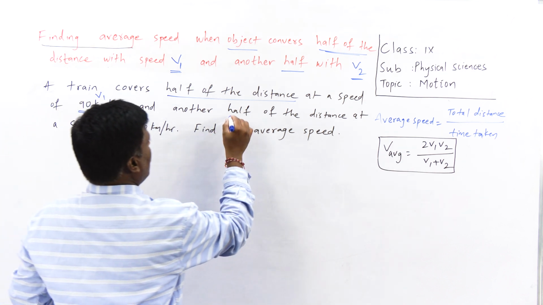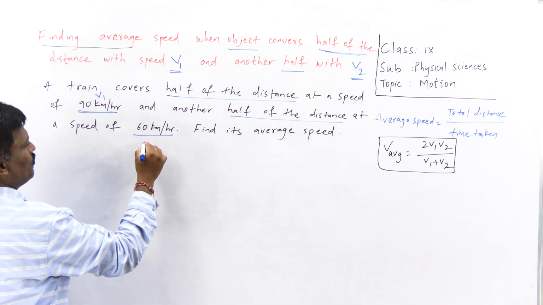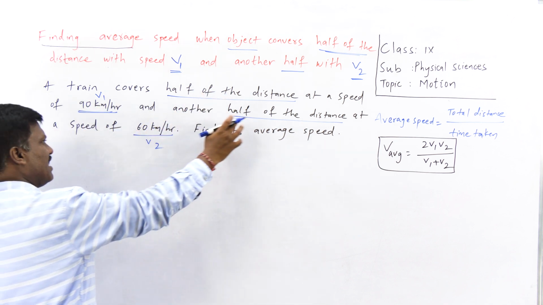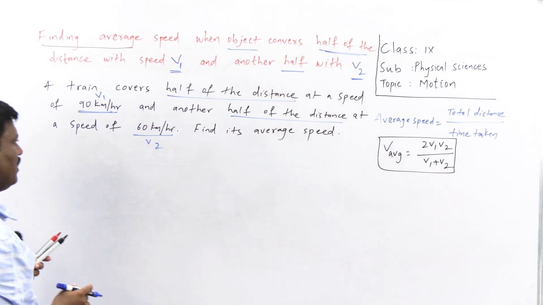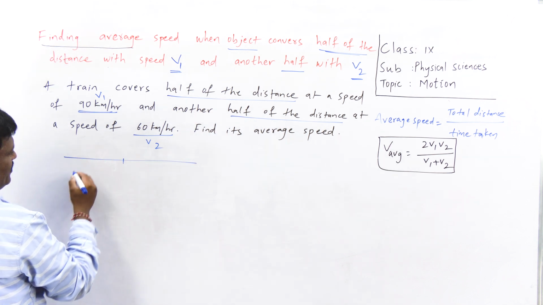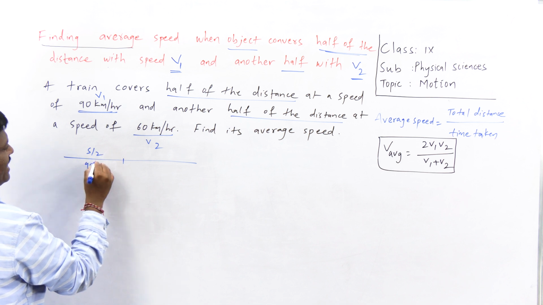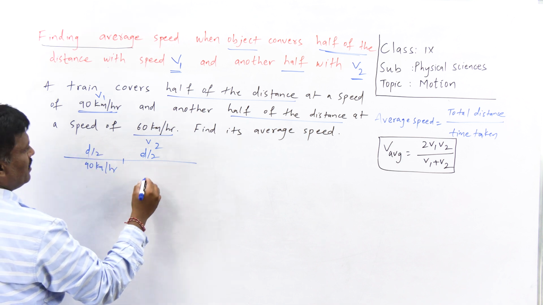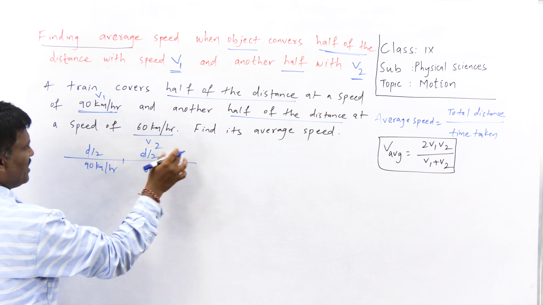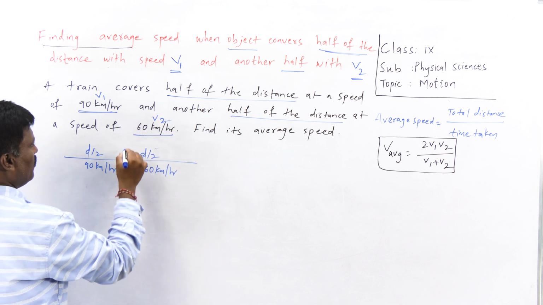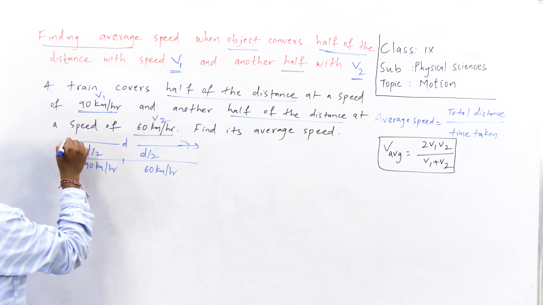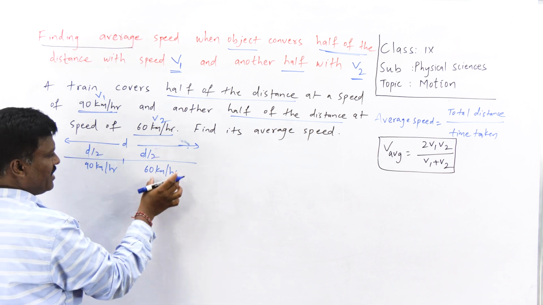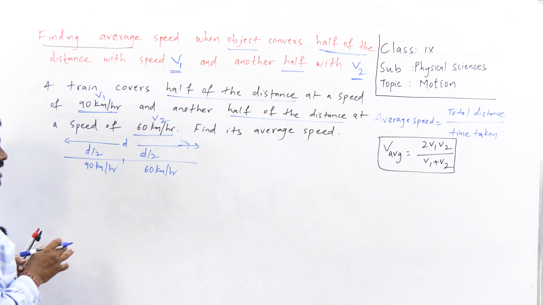Next, the other half of the distance goes with what speed? v2. Here, this is the speed to cover the first half of the distance, and this is the speed to cover the second half. In this way you will understand. So the first half of the distance, s by 2, goes with 90 kilometers per hour. The next half goes with 60 kilometers per hour. If the total distance traveled is d, half of the distance is d by 2, which goes with 90 km per hour, and the other half with 60 km per hour. Now we have to calculate the average speed.